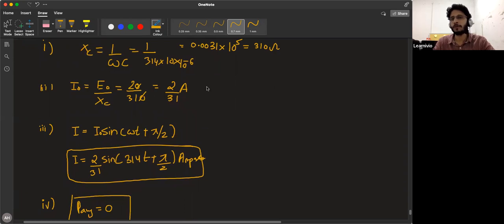Yes, average power is always zero. In this type of circuits, average power is always zero. So is it clear? Everyone has written up to here? Hishma, Saifullah, Noha. Yes, sir.